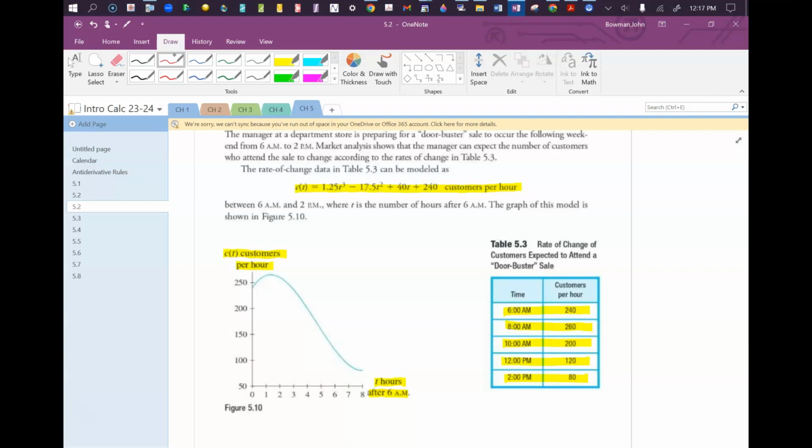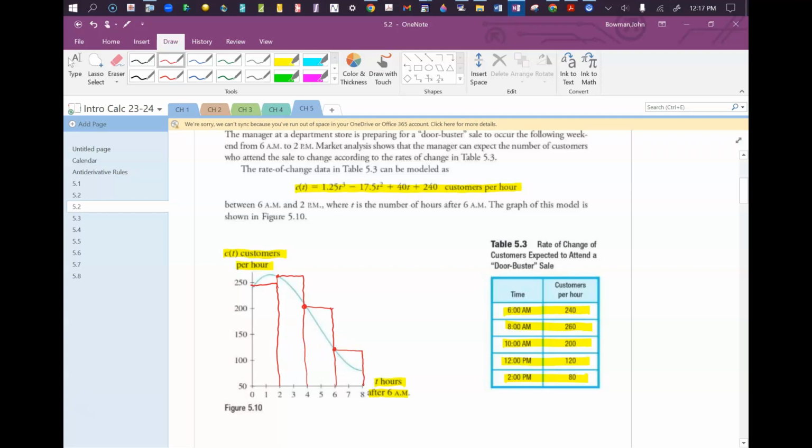At 6 a.m., we have 240 customers. That's over a 2-hour interval, so I'm going to draw a rectangle there. At 8 a.m., we have 260, so that would be about right here, and I'm going to draw another rectangle that is 2 units wide. I'm going to keep doing that at 10 a.m., which is 4 hours after 6 a.m. We have a height of 200, about right there. Make the rectangle 2 units wide, and then one more time at 12 p.m. we have about 120, and we're going to make the rectangle 2 units wide.